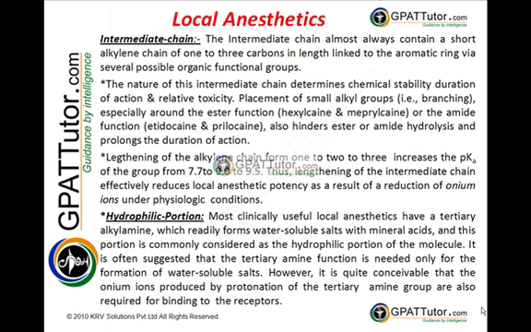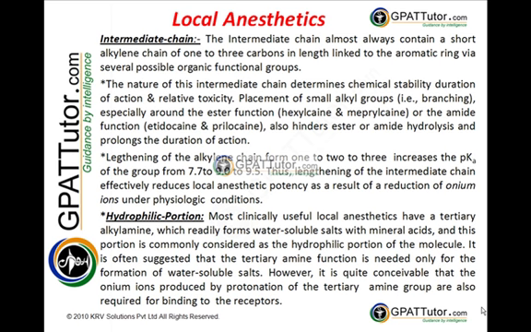Coming to the intermediate chain, the intermediate chain makes the compounds different. If the intermediate chain is a carbonyl type, then it is an ester group. Sometimes it is made up of CONH, that means amide type, which connects the hydrophilic and lipophilic portions of the local anesthetic molecule. Lengthening of the alkylene chain from 1 to 2 to 3 increases the pKa from 7.7 to 9 and 9.5. Thus, more lengthening of this intermediate chain effectively reduces the local anesthetic potency.